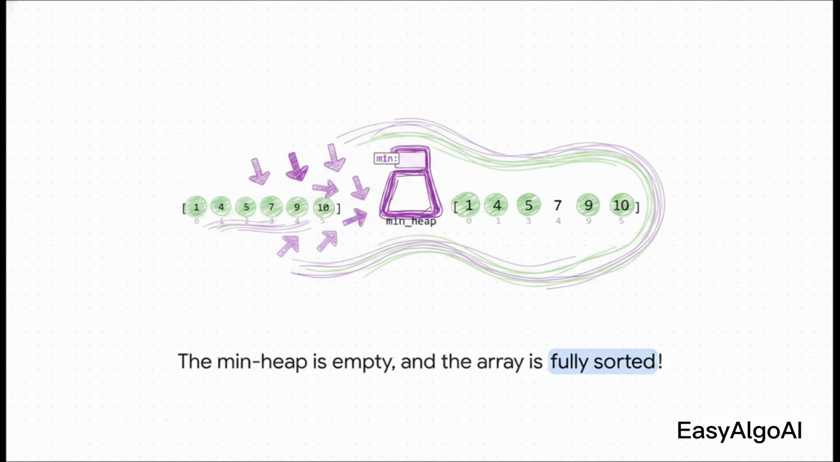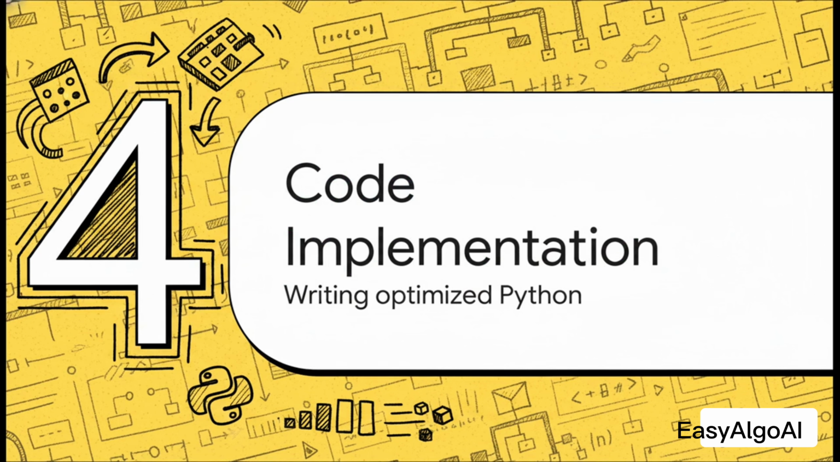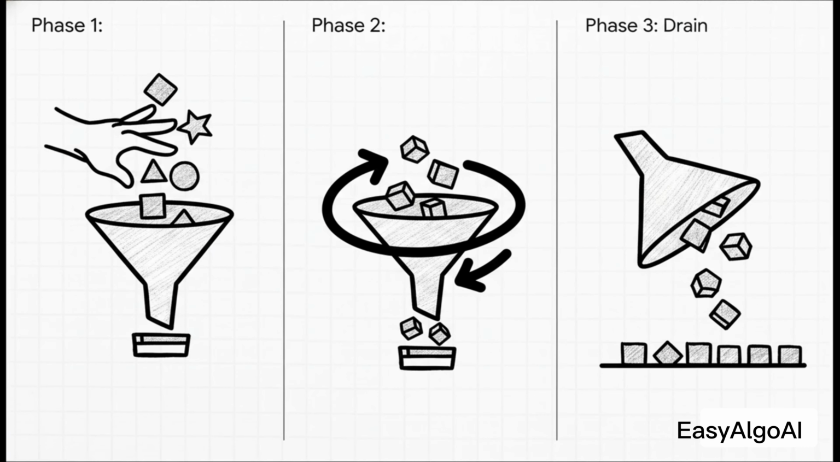It's brilliant. Section 4. Python Code Implementation. When we translate this to code, the implementation breaks down into 3 super clean phases. First, we initialize the heap by grabbing the first k+1 elements and throwing Python's heapq.heapify at them, which is incredibly efficient. Second, we dive into our main replacement loop.